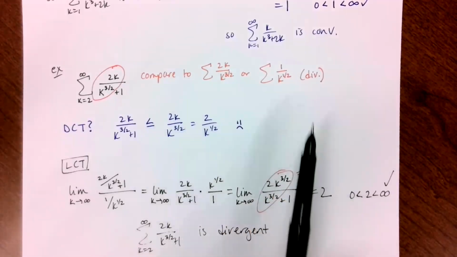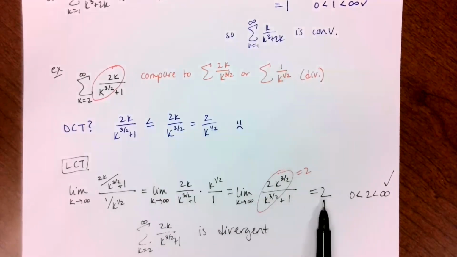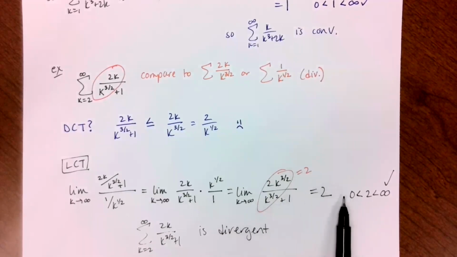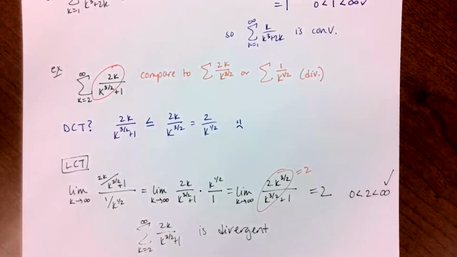Notice that if you had used the 2 here, this limit would have come out to 1. Different limit, but same conclusion, right? Because we still got a number that wasn't 0 or infinity. So we still would conclude that both of these series are divergent.